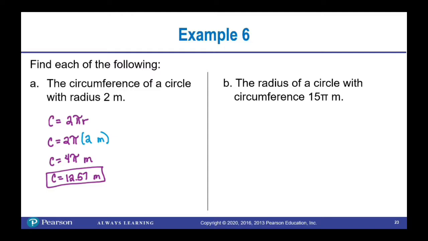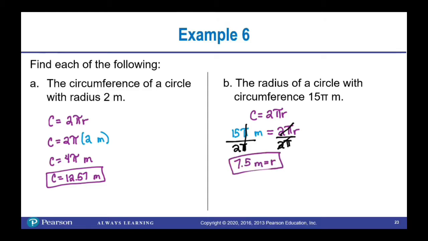In part B, we're given the circumference and asked to find the radius. I start with my formula, C equals 2 pi r. Our circumference here is 15 pi meters. Bring down the rest of your formula. Divide both sides by 2 pi to solve for r. On the right side, the 2 pi's cancel out, and on the left side, the pi's cancel out. 15 divided by 2 is 7.5, and so our radius here is 7.5 meters.